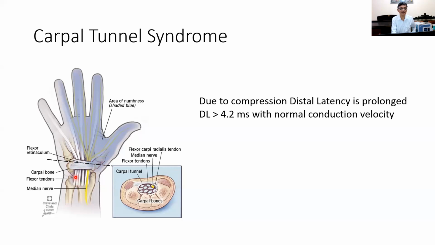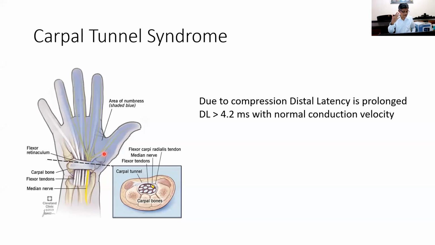The ulnar nerve goes outside. The ulnar nerve doesn't get compressed here. Therefore, that is why we record both distal latencies. When you stimulate from here at the wrist, generally in a normal person, it must generate a compound action potential in less than 4.2 milliseconds.